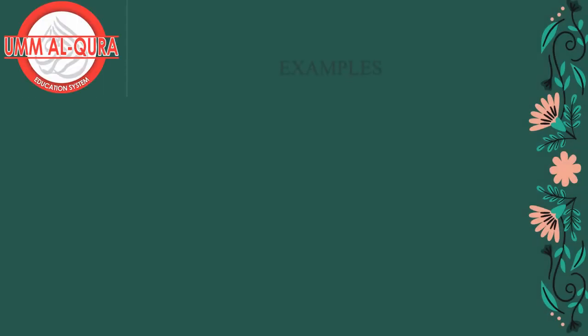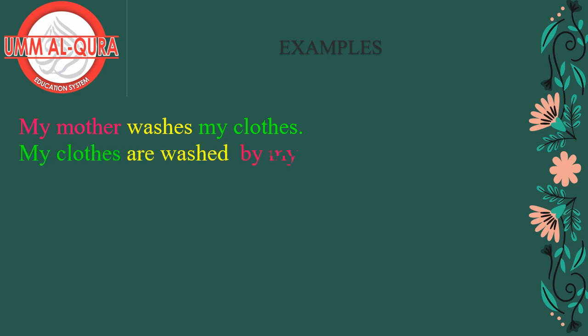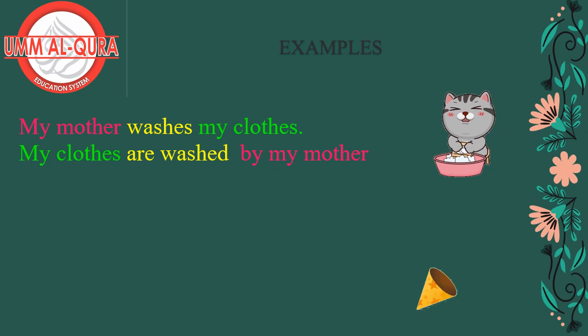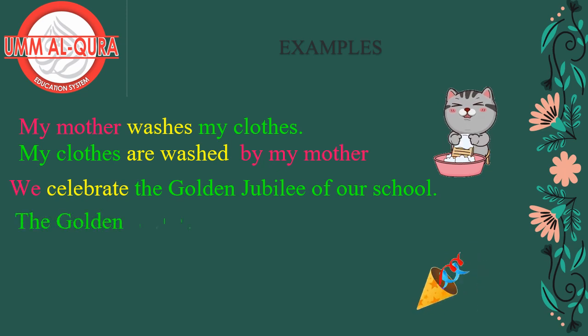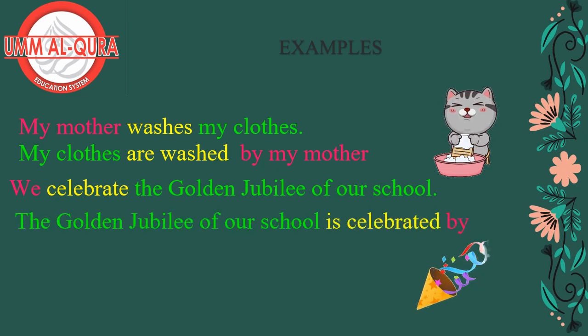Here are a few more examples for you to understand it better. My mother washes my clothes. My clothes are washed by my mother. Second is, we celebrate the golden jubilee of our school. The golden jubilee of our school is celebrated by us.